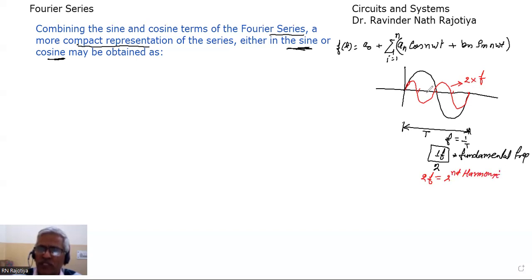If this frequency is 3 times the fundamental frequency, that will be the third harmonic, fourth harmonic, fifth, and so on. So in general, we can say that this signal is composed of n harmonics. And for the nth harmonic to be represented, we can write f of nt is equal to an into cos of n omega t plus bn into sine of n omega t.